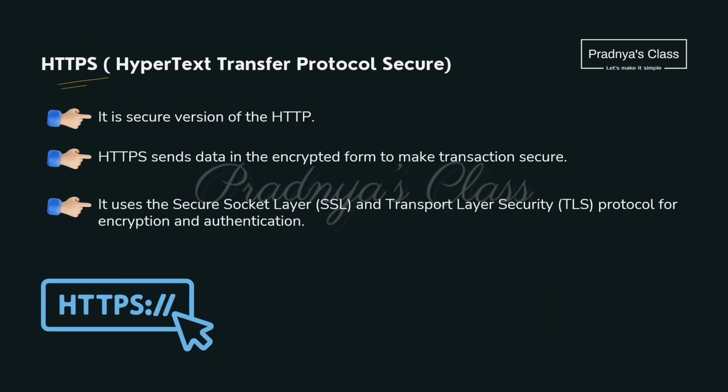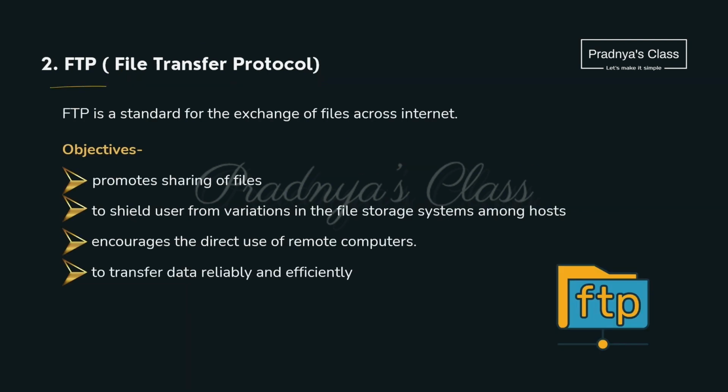Here is one more version of HTTP, that is HTTPS. It is called a secure version of HTTP. That's why in HTTPS, S stands for secure. It is secure because it transfers data in encrypted form. The second protocol is FTP, that is File Transfer Protocol. It is used for exchanging files across the internet.